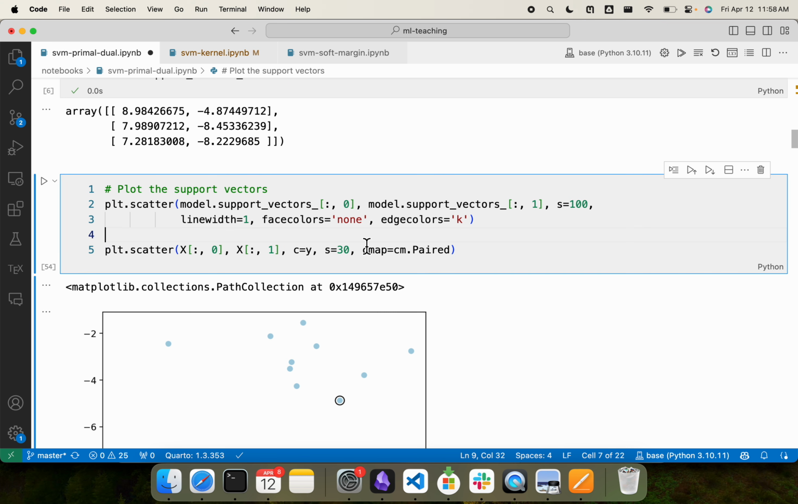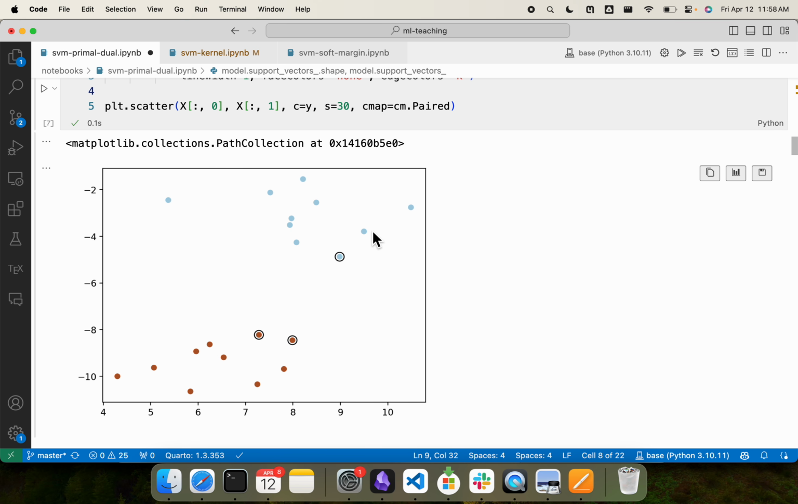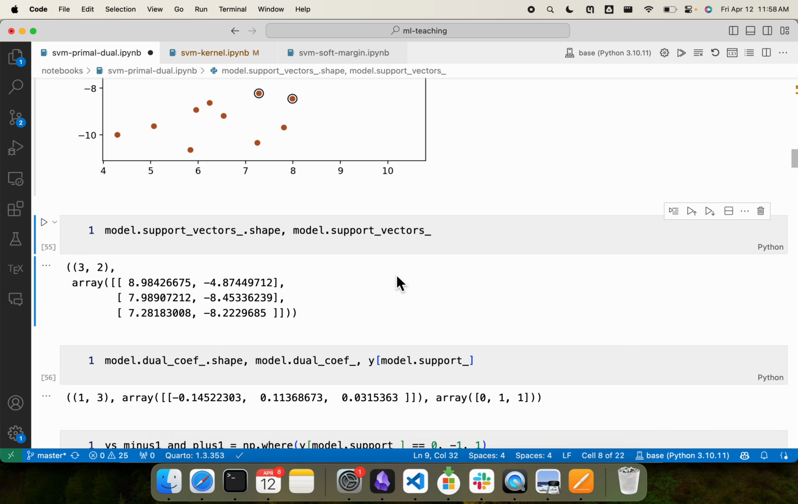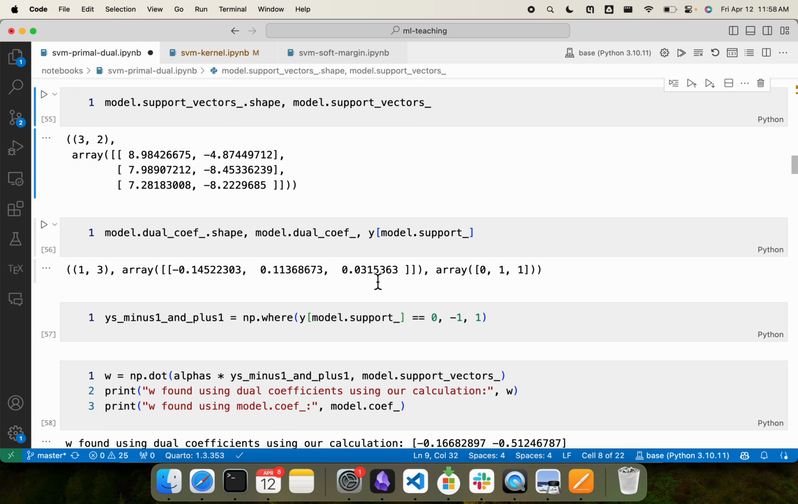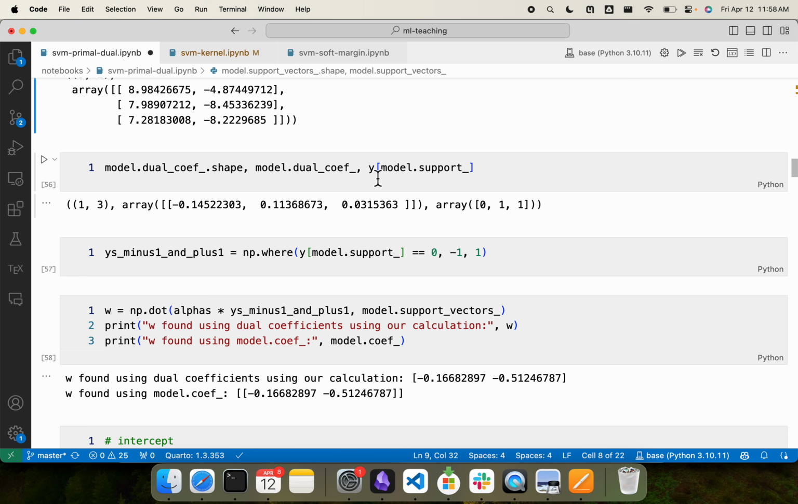I can now plot my support vectors as I discussed. These 3 points turn out to be my support vectors. I've shown you y, which is my y vector. If I index y by model.support, these are the indices of the support vectors. I get 0, 1, 1.